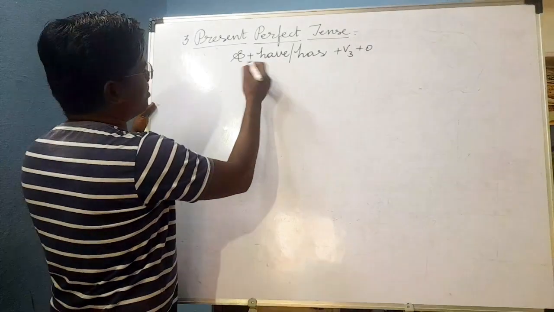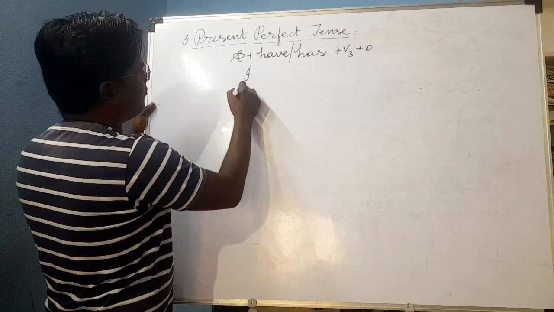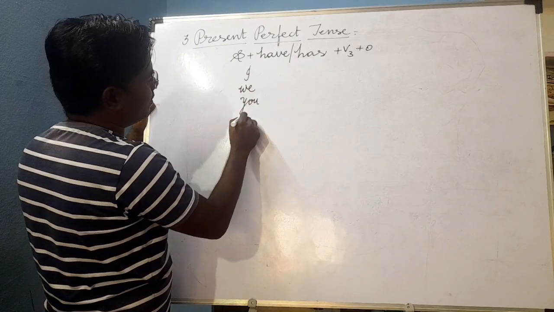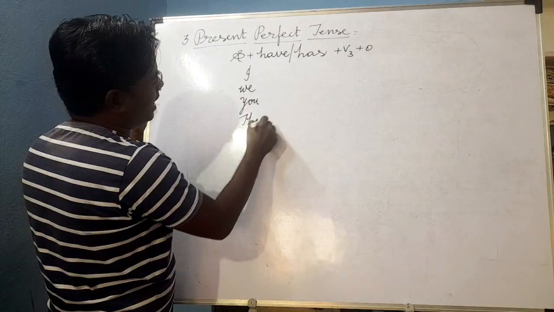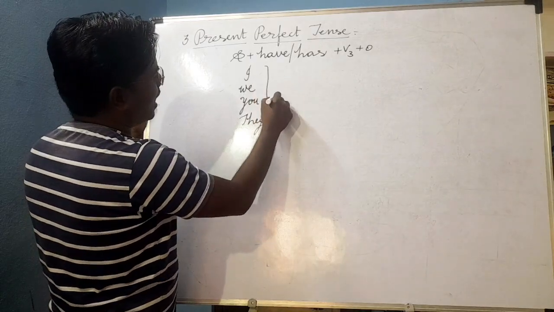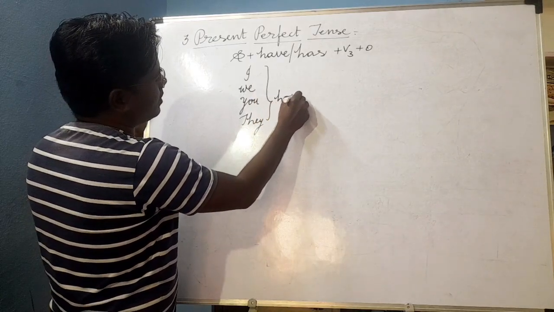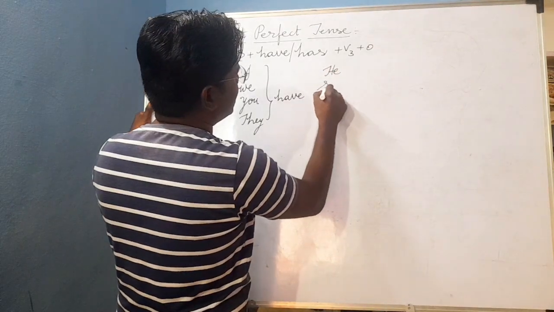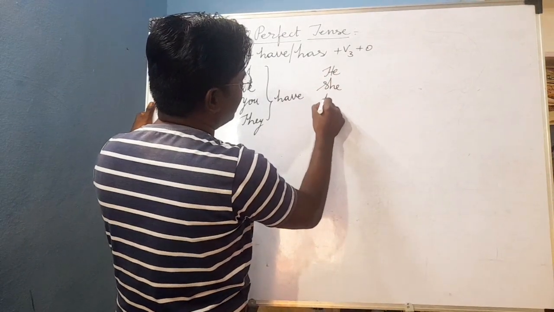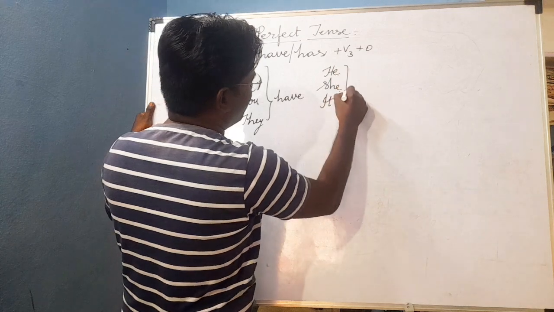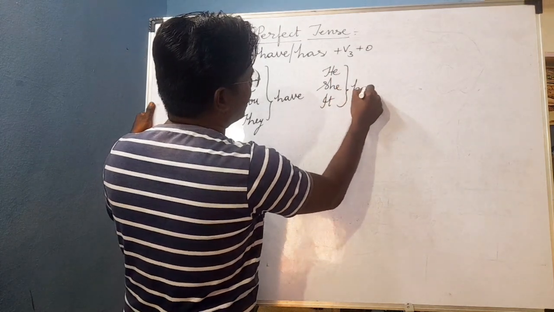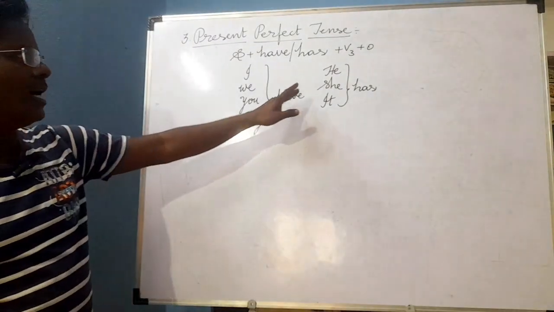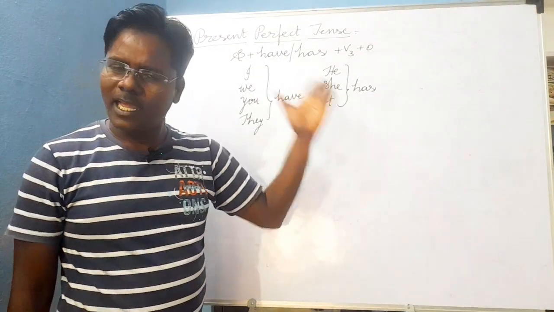Okay, so remember here I, we, you, they followed by have. Okay, and he, she, it followed by has. Okay, I, we, you, they followed by have, and he, she, it followed by has.